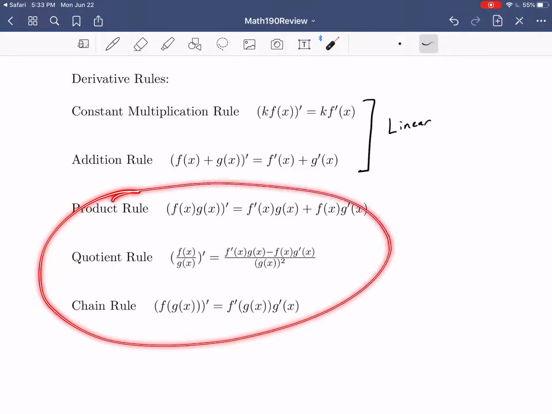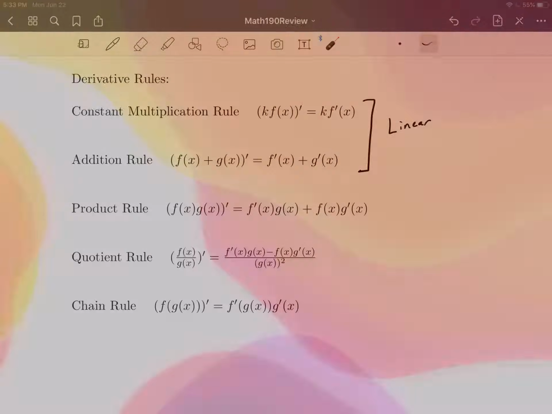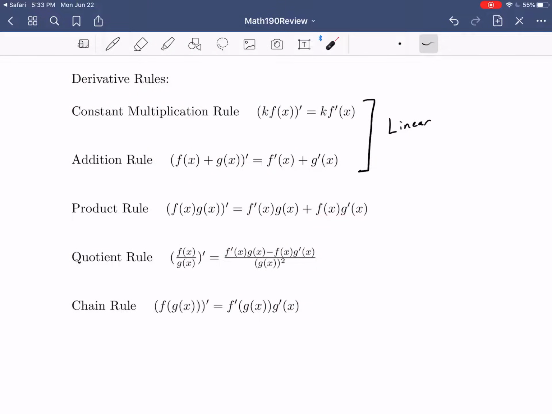There's also these rules about how the derivative interacts with things like products and quotients. So this is the product rule. The derivative of the product f of x times g of x is f prime of x times g of x plus f of x times g prime of x.